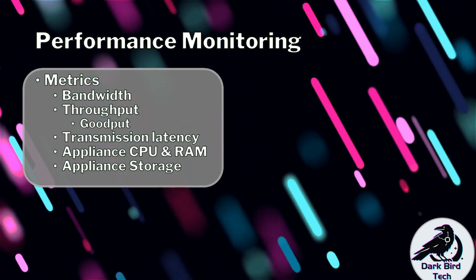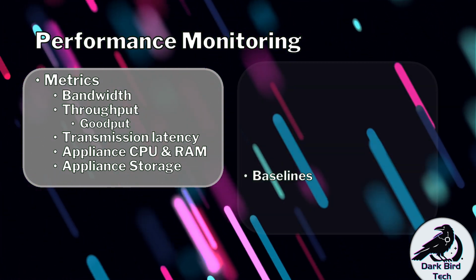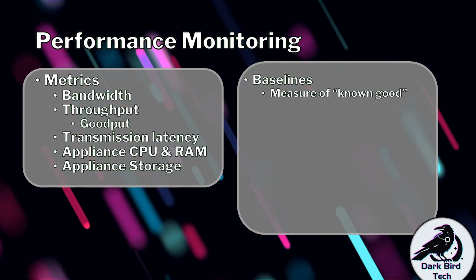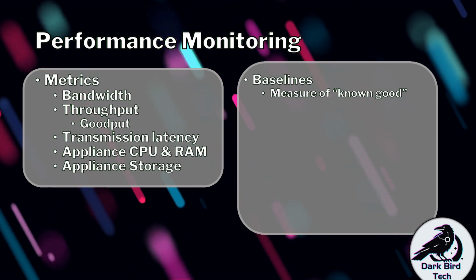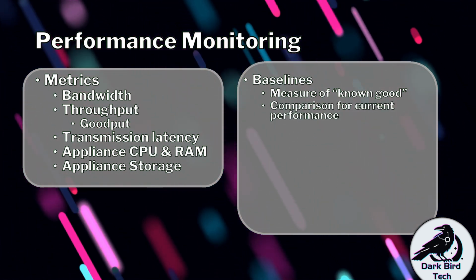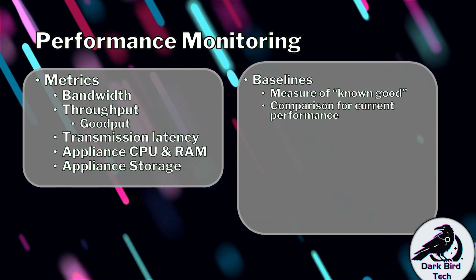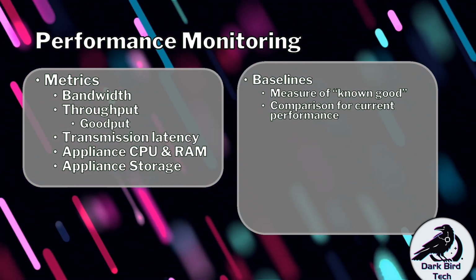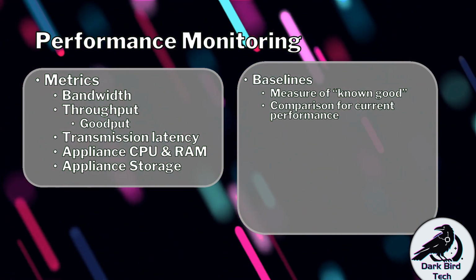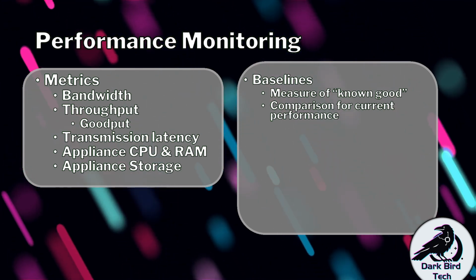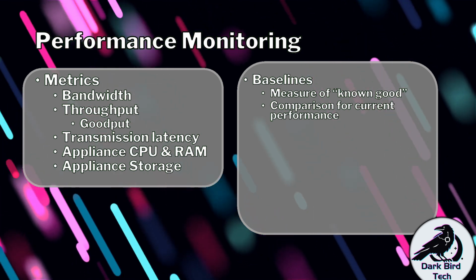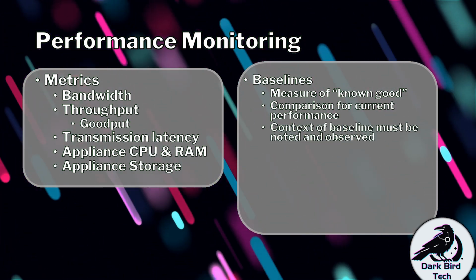Now, a very good thing to do with performance monitoring of any kind is to have baselines. The idea of a baseline is it's a measure of known good. And it helps us when doing performance monitoring to compare the current performance to the baseline. Because then we can see, yes, the network seems to be behaving itself, it seems to be performing to expectations, or we can identify problems when it doesn't match up with a baseline, or at least within a margin of error.